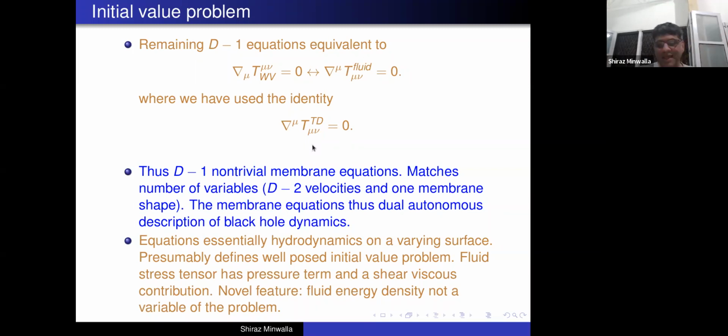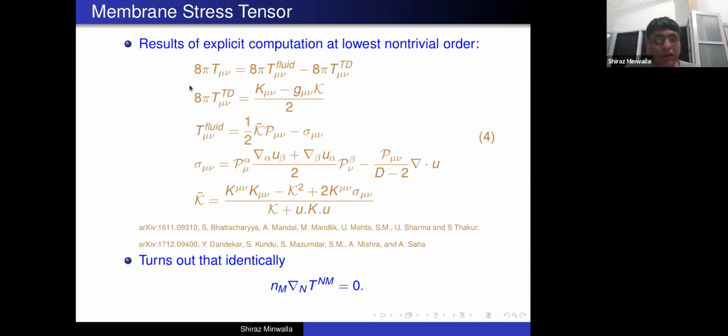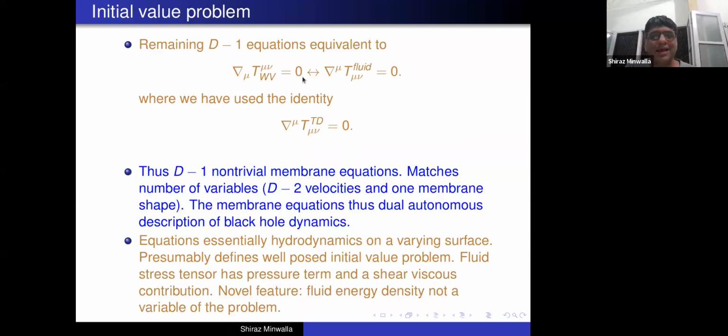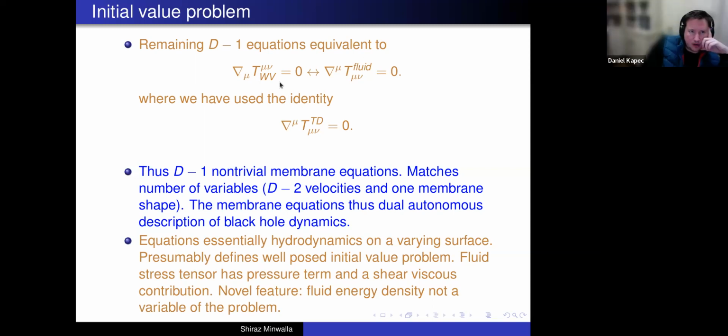The equations can be thought of as a conservation of this world volume stress tensor. I told you the world volume stress tensor was the sum of this fluid part and this total derivative part. The reason we call this a total derivative part is that it is identically conserved. This is something easy to see. So is that just the Brown-York stress tensor? Yes, it's just the Brown-York stress tensor, and the conservation is that of the Brown-York stress tensor.